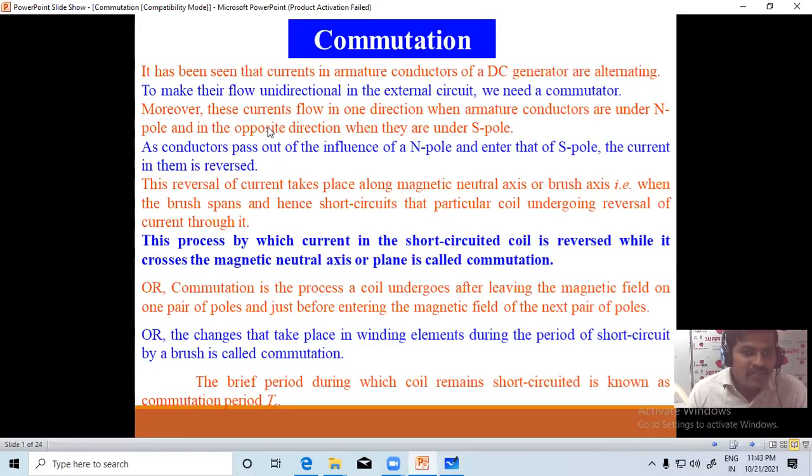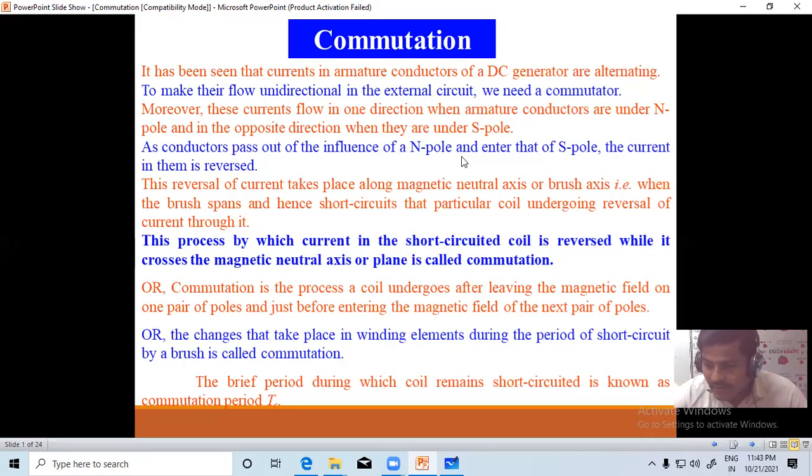So this current flows in one direction when the armature conductors are under the N pole, and in the opposite direction when they are under the S pole. Suppose it is in the forward direction under the N pole, then under the S pole it will be in the opposite direction. Commutation is nothing but the reversal of current when the coil passes from one pole to another pole.